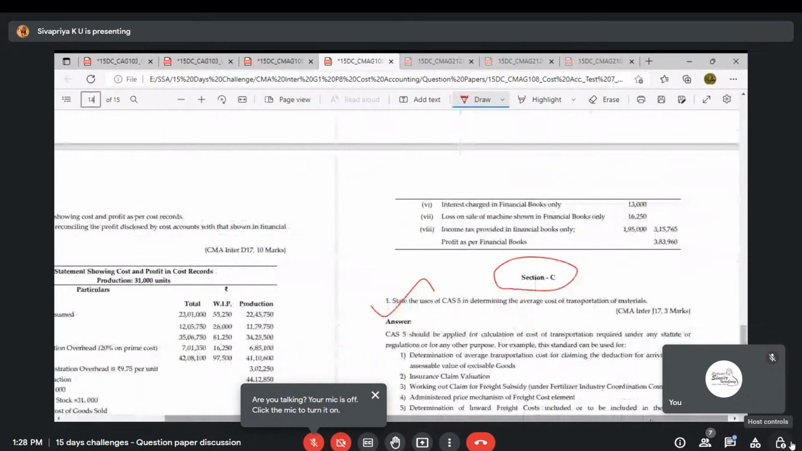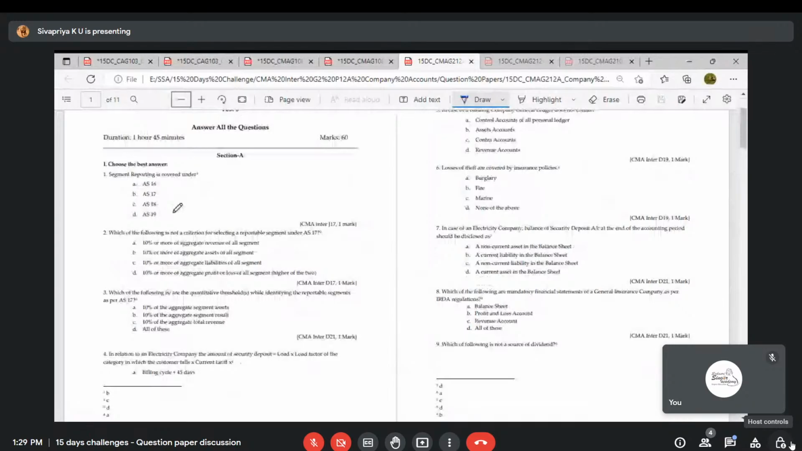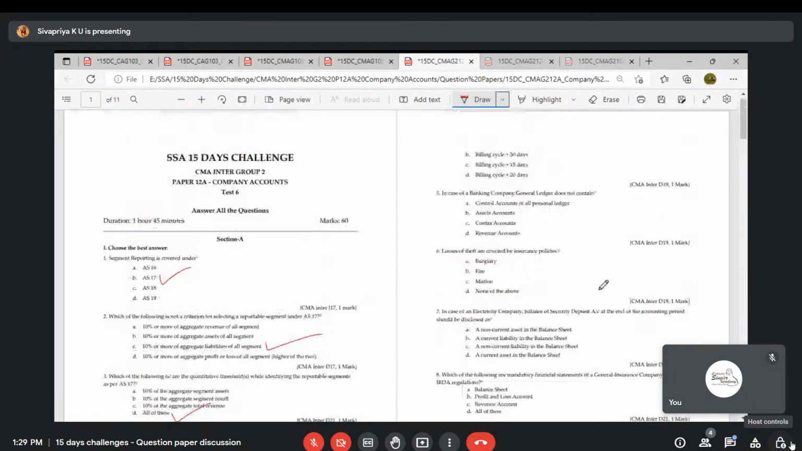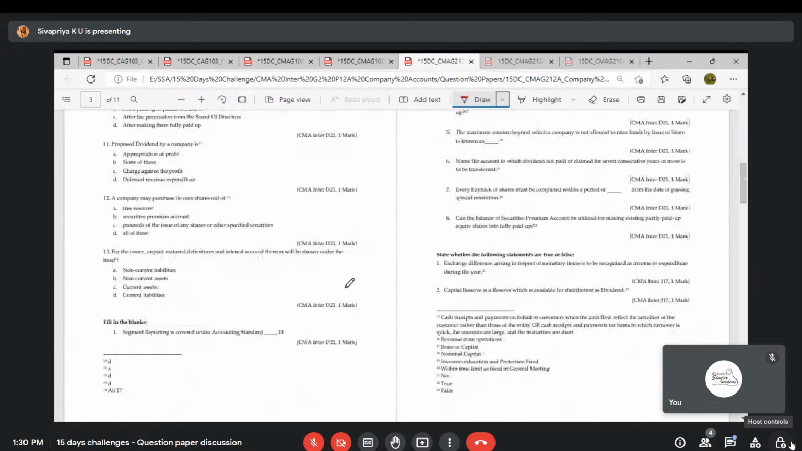Company accounts. Test number 6. C D A E A. For 7, the answer is C. 8 to 1 B, 9 to 1 B, 10 E, 11 is A, 12 D, 13 is D.